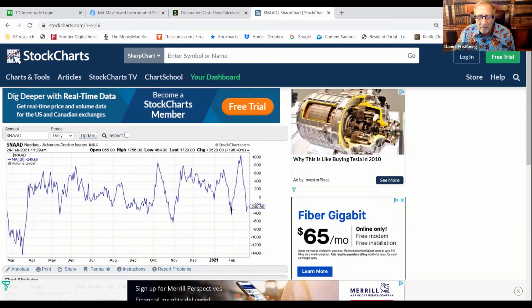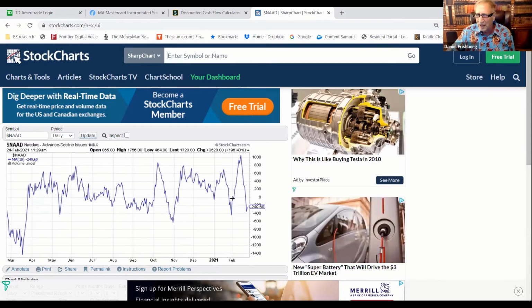So here we are, and as it's going up, more people are buying more stocks and selling fewer stocks, and that's what's going up here, because it's a formula of advancing issues minus declining issues. And that's all the time we have. We are going to be back right after this.